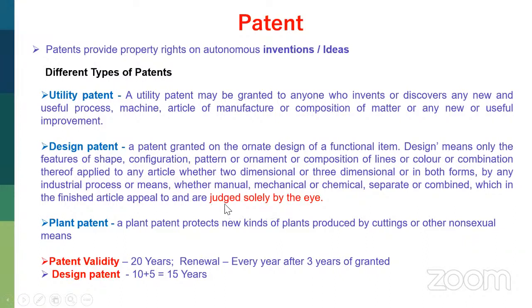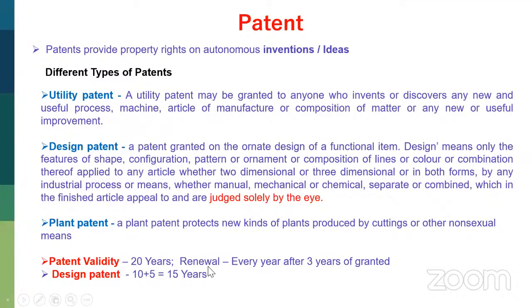The design patent is solely judged by the bare eye, just by looking at how it looks different from other engine designs. That is your design patent, only for the outlook of the design. You can see different types of bottles, water bottles, different types of cool drink bottles. The bottle shapes and looks come under the design patent. Utility patent means the functionality of your invention: how does it work, and in what way is it unique or new compared to the existing method. That is also considered a utility patent.